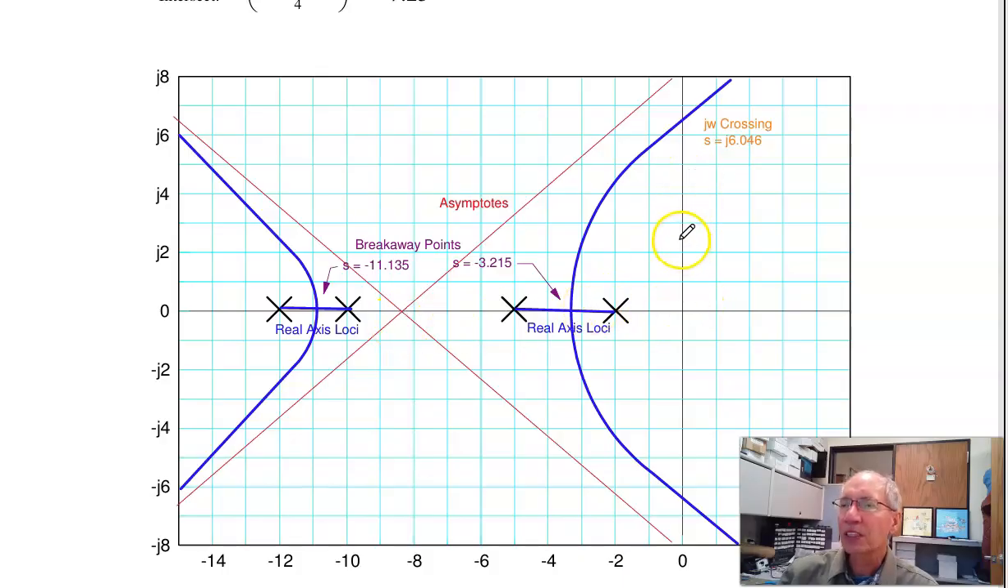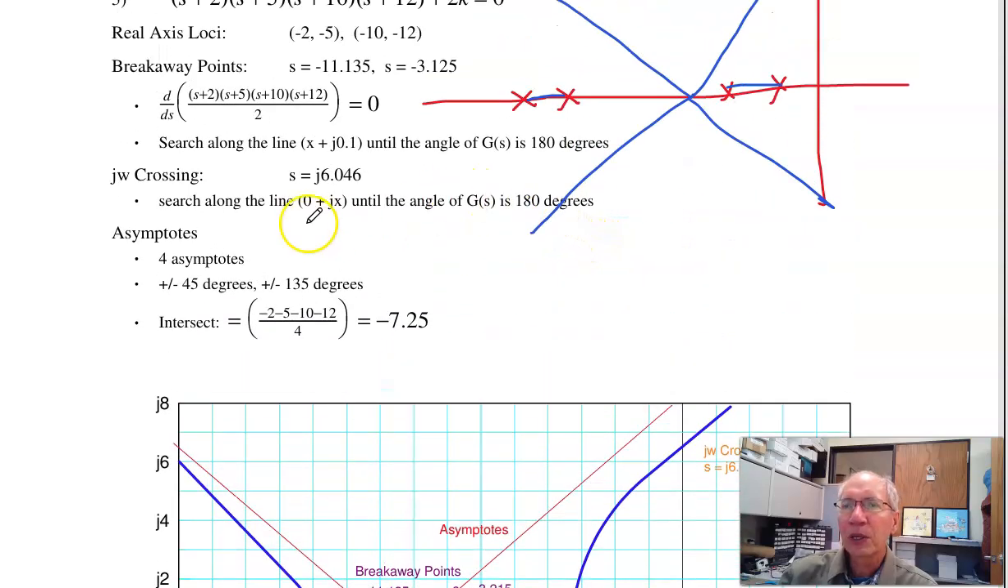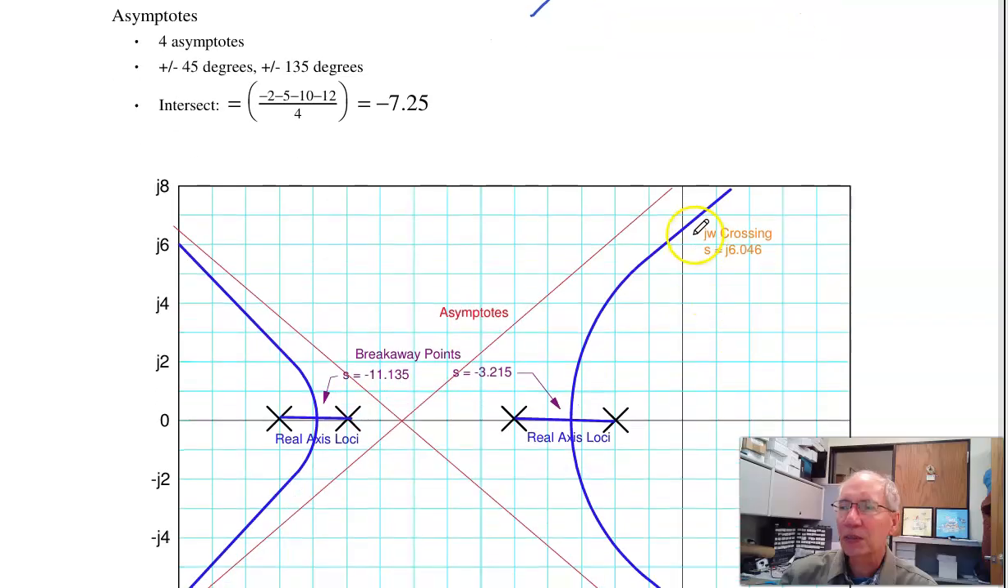The j omega crossing. Do a numerical search. Where on the j omega axis do the angles add up to 180? Doing a numerical search at 6.06. Then the breakaway point. Again, do a numerical search. Search. Go along the x-axis, x plus j.1. Where do the angles add up to 180? Here's one solution. Here's another solution. That's basically the breakaway point.